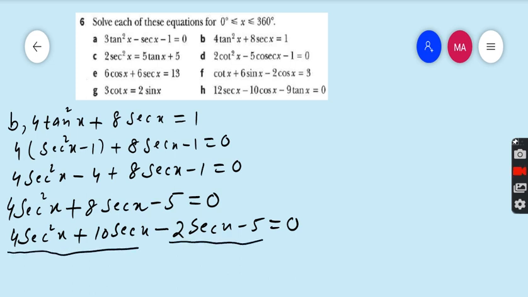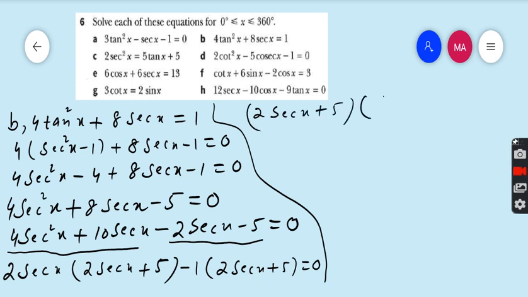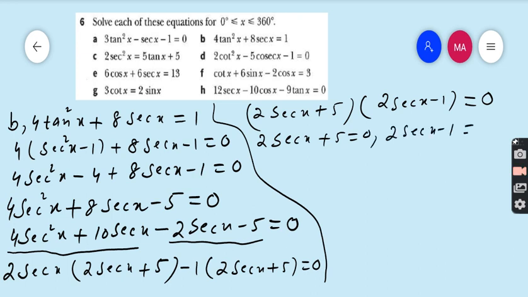Taking first 2 and last 2. In first 2 there is common 2 sec x, it will be 2 sec x plus 5. Taking minus 1 from last 2, it will be 2 sec x plus 5 is equals to 0. So we have two trigonometric equations. One is 2 sec x plus 5, and one is 2 sec x minus 1 is equals to 0. Now taking one by one, both the factors: 2 sec x plus 5 is equals to 0, and 2 sec x minus 1 is equals to 0.